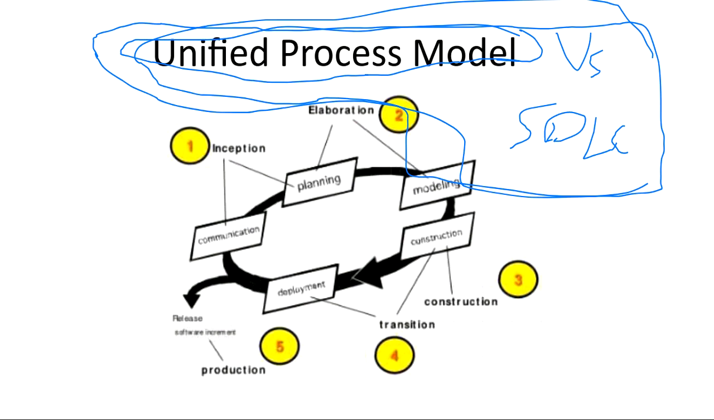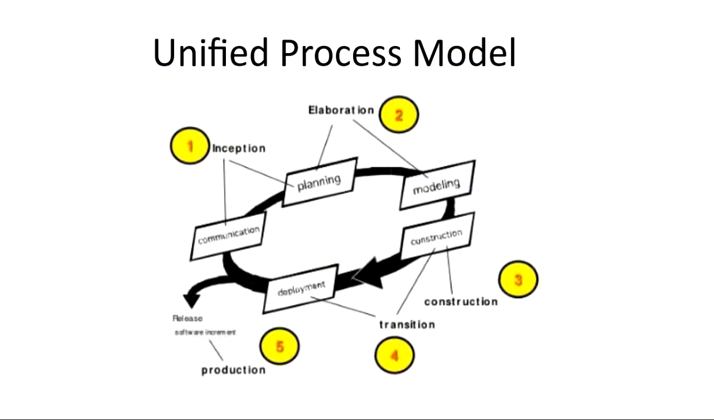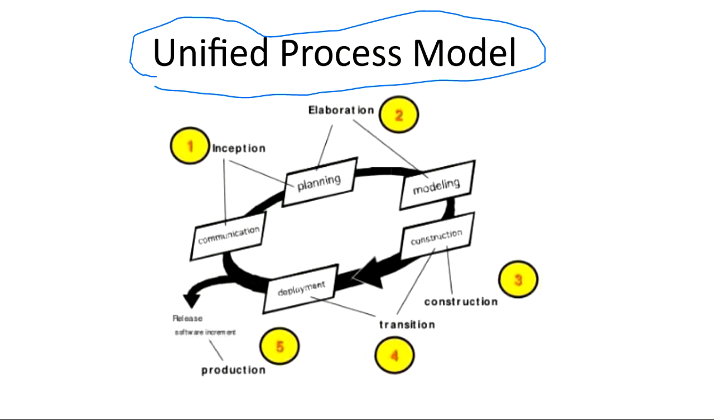UML can be used with any standard project lifecycle like SDLC. Where did UML come from here too? UML is okay, we are not talking about UML right now. Okay. So unified process model is also a type of SDLC, like you have waterfall model, like you have spiral models and all other models. Unified process model is also a type of SDLC.